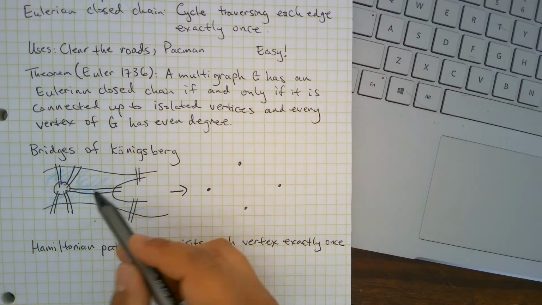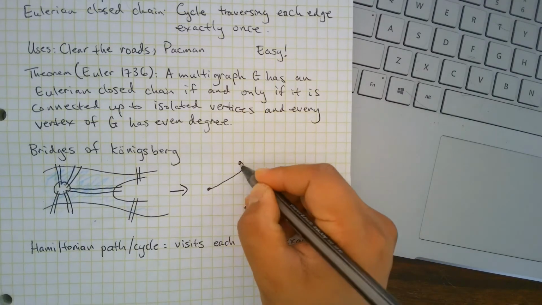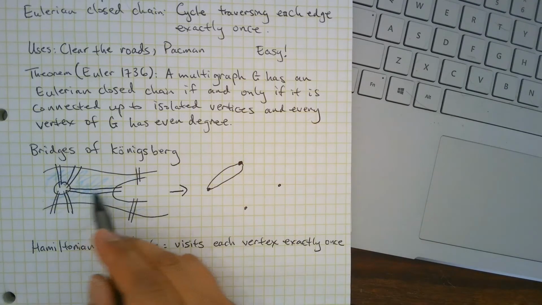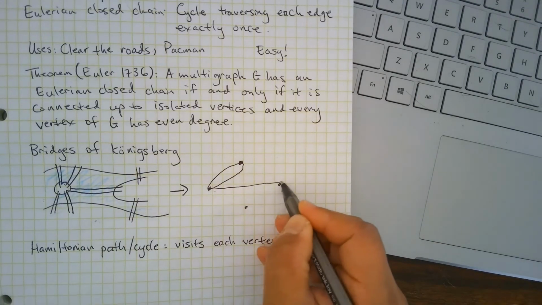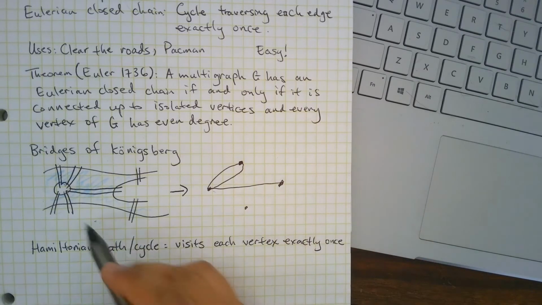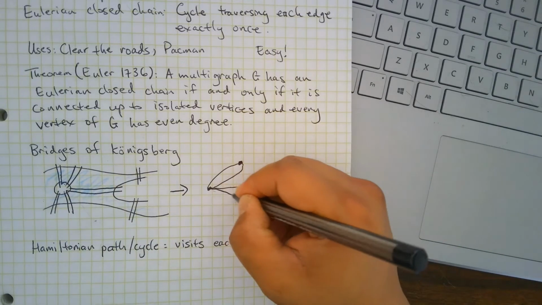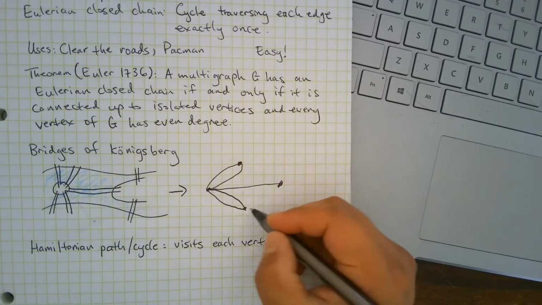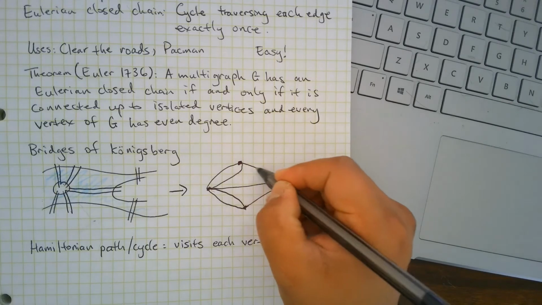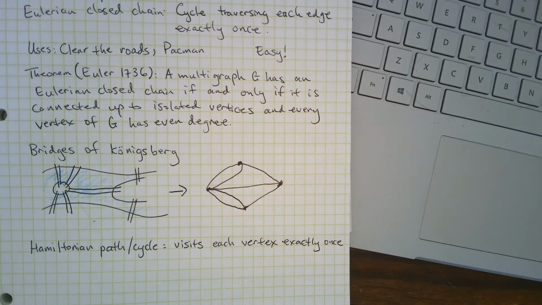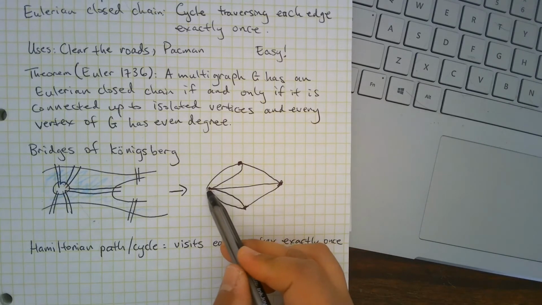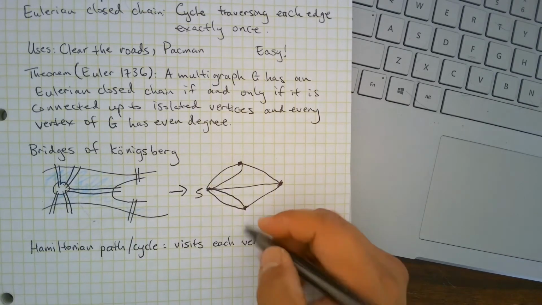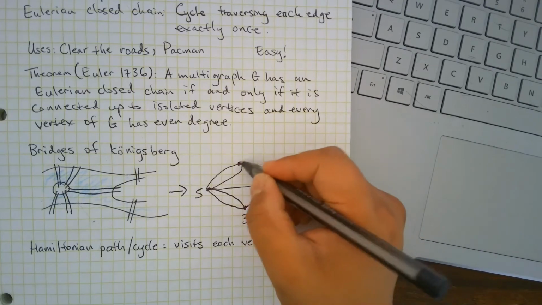So there's 2 bridges going there. There's a bridge going from the island to the peninsula. There's 2 bridges going here. And then these 2 bridges from each shore to the peninsula. Okay, and let's look at the degree. So this vertex has degree 1, 2, 3, 4, 5. This vertex has degree 3, and degree 3.